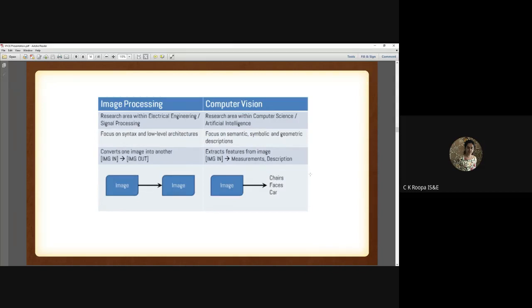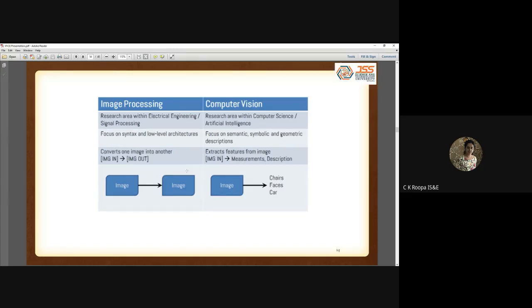They are objects, but the objects are labeled. So these are called labels. Chairs is a label of an object, faces is a label of a person's face, and car is a label for the different types of cars.